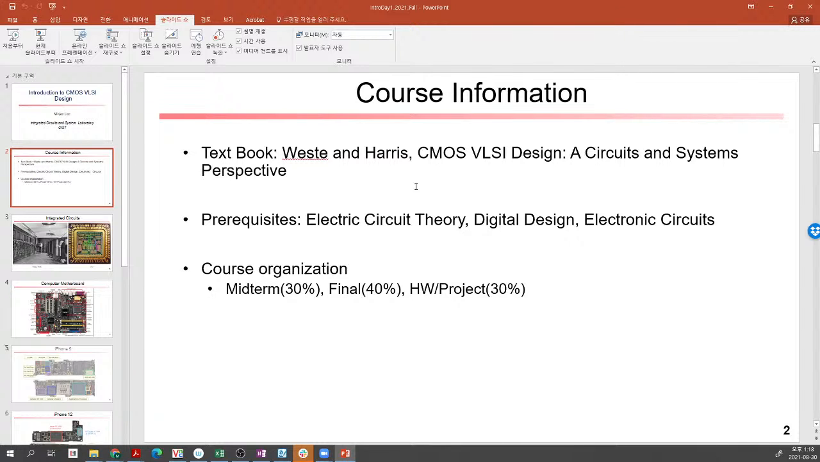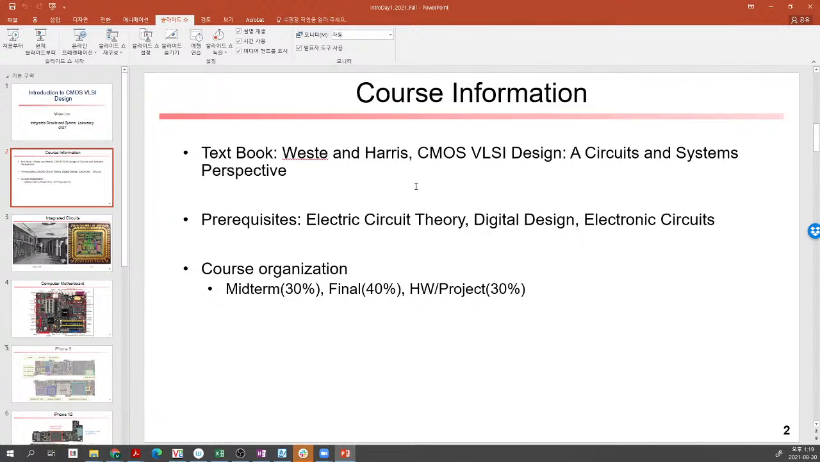Okay. So course organization is as follows. Midterm is 30%. Final is 40%, and homework and project is 30%. Over the last several years, we did not have enough time for homework and project, but during this semester, we will do more on the homework and project.